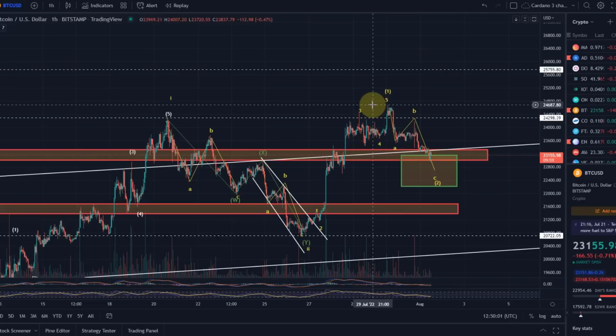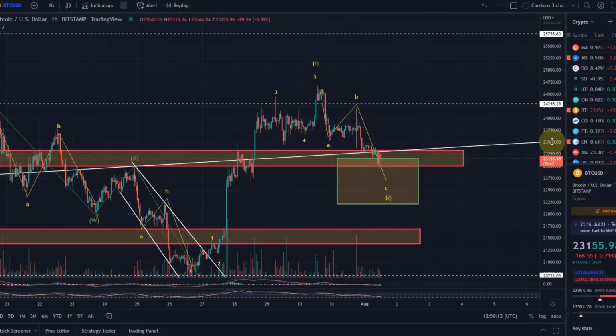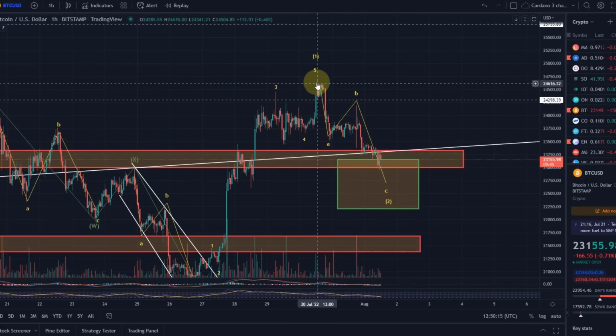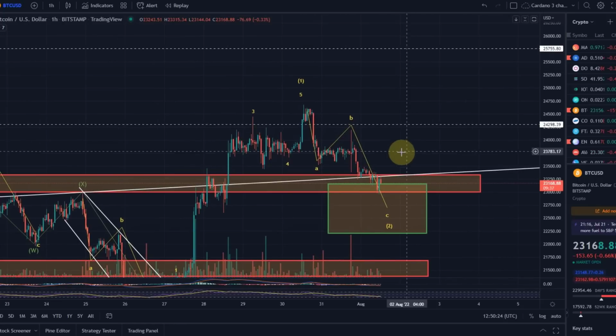The high was around 24.7k, and we're now moving down in this ABC correction that I already expected a bit earlier, but it seems like it was a bit delayed. So we are only just in the middle of it. I believe we've done a wave A, I believe we've done a wave B, and I think we are in the wave C.